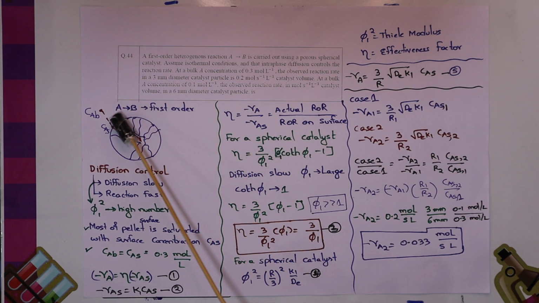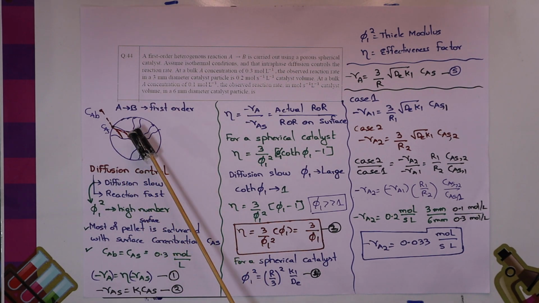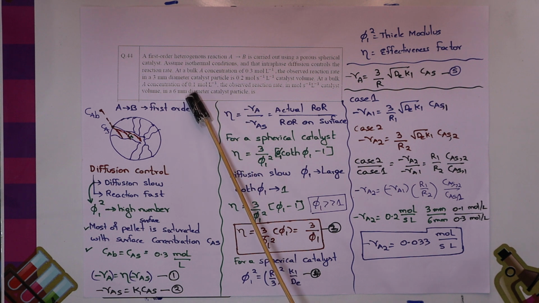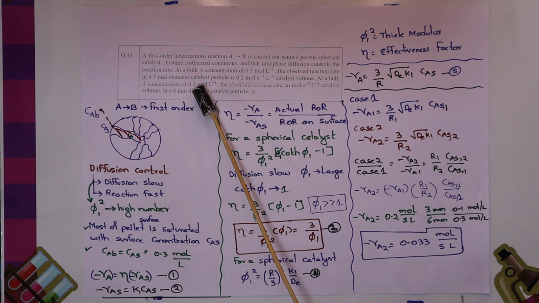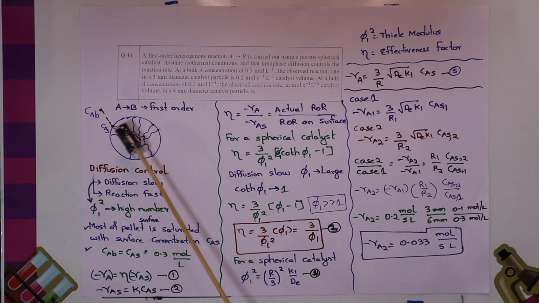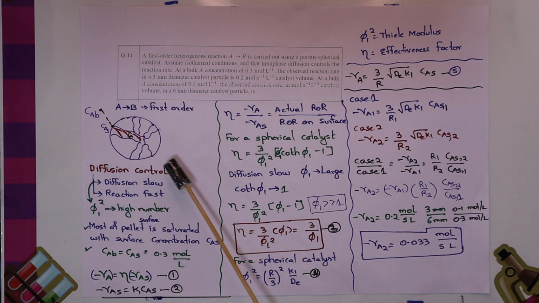Suppose I change the size of the catalyst to 6 mm and also change the concentration, so the bulk concentration outside the catalyst is 0.1 mole per liter. Then what happens to the speed of the reaction? That means if I know the speed of reaction for a 3 mm particle, I have to find the speed of the reaction for a 6 mm particle under different conditions.